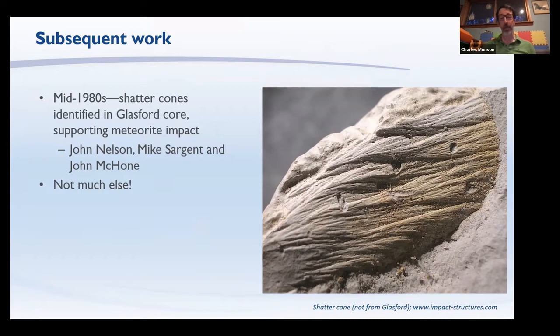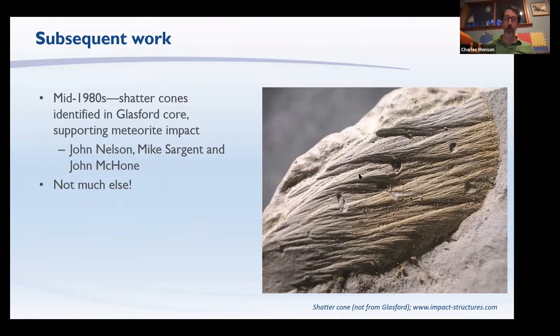One of the criteria you can use to say, okay, this definitely formed from a hypervelocity impact of a bolide hitting Earth, are these things called shatter cones. This one here is not from Glasford. This is a picture I got online of a very nice shatter cone. They're kind of like conchoidal fracture features, striated, curved surfaces that nest within one another in what's called a horsetail pattern. They're pretty distinctive, and they are thought to only form with a nuclear explosion or a meteor impact. Those are the two things that can make the level of pressure necessary to create these things.